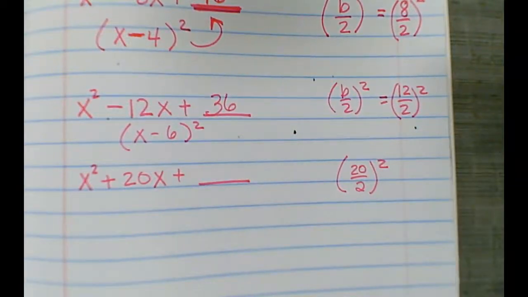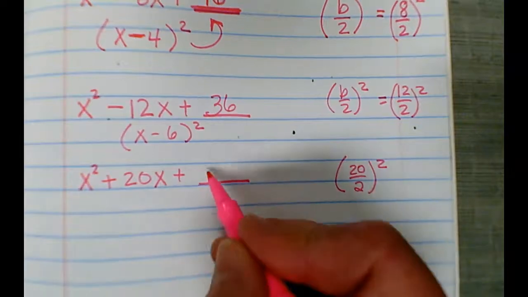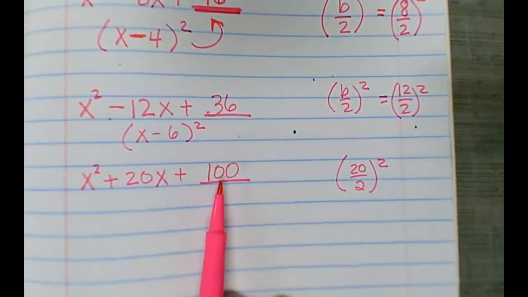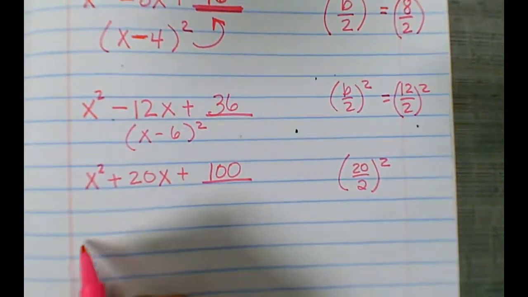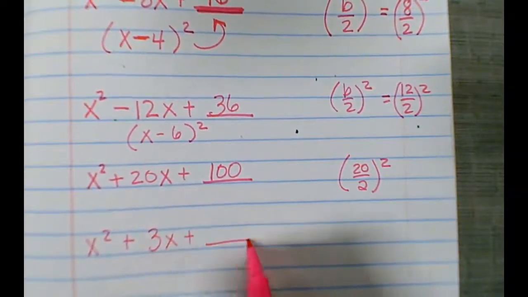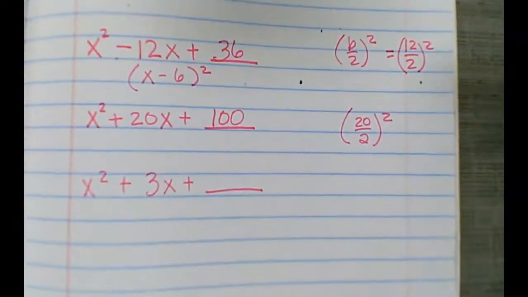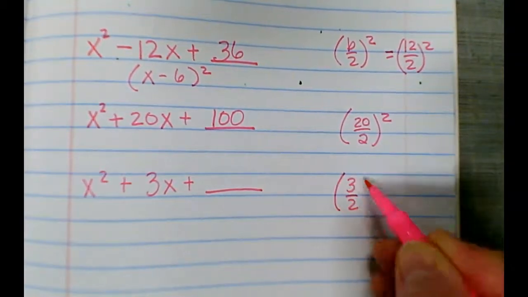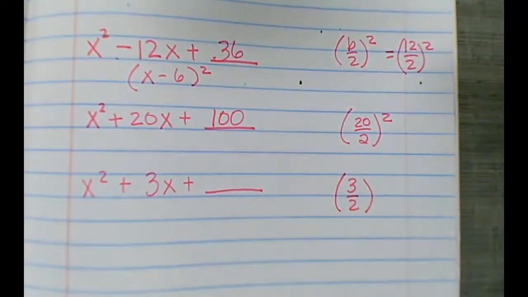What's 20 divided by 2? And then square it. Is it very hard to figure out what that number has to be? You ready for a more difficult one? Why is that more difficult? It's not an even number.